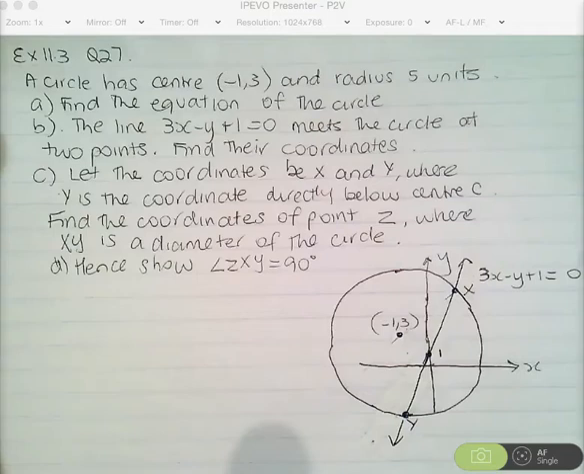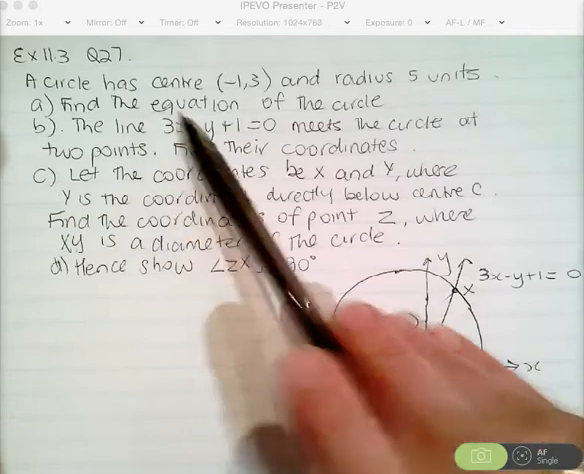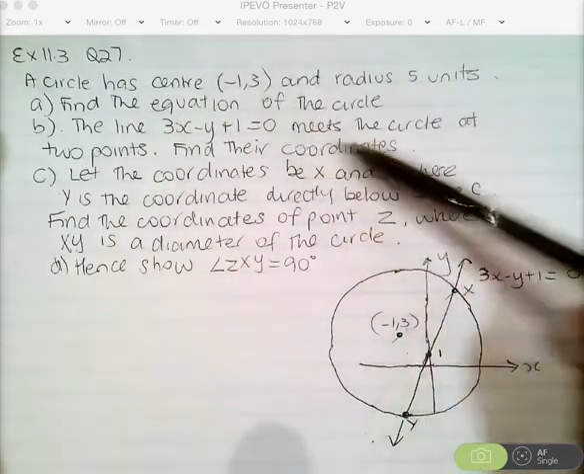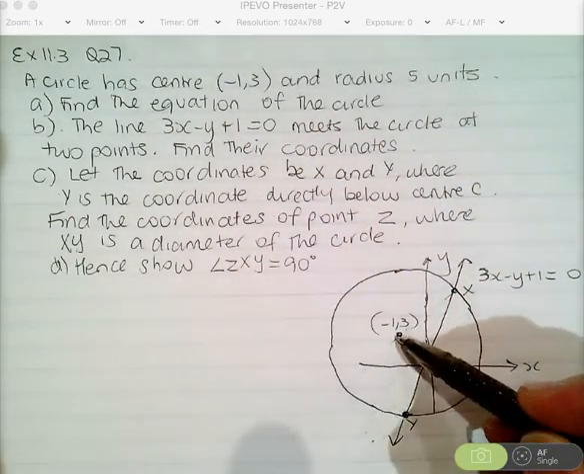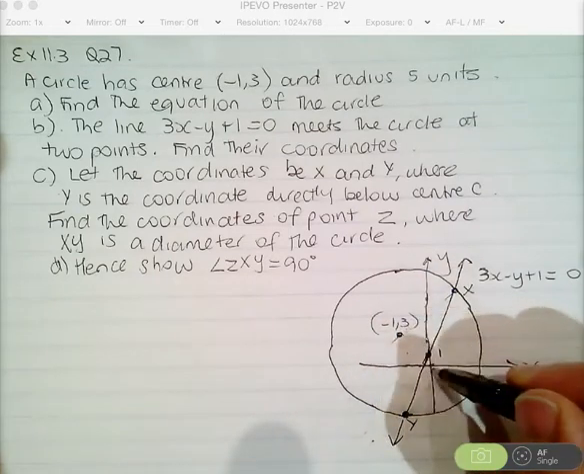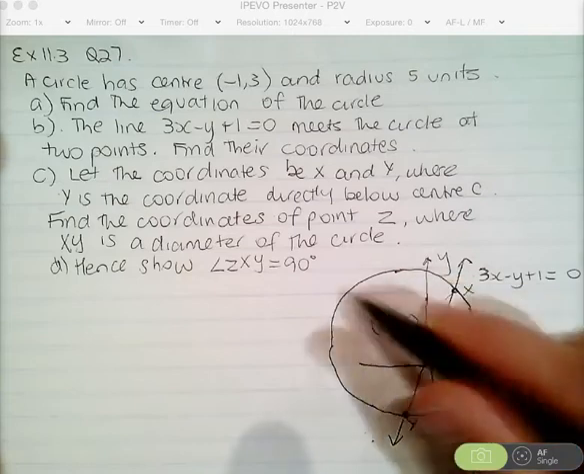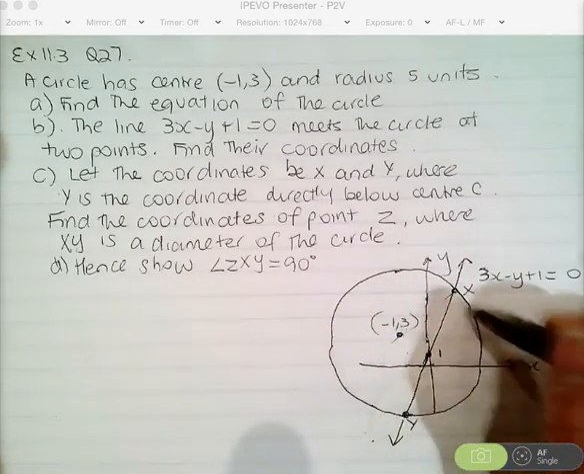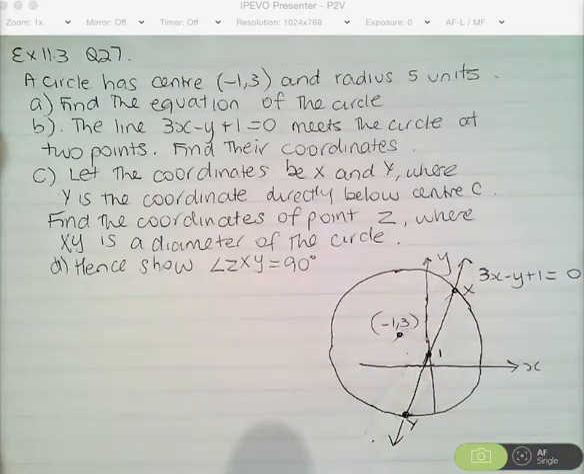This is exercise 11.3, question 27, and the question says that a circle has centre -1, 3 and radius 5 units. Now I've done a quick sketch here that I know is not drawn very well to scale, but the centre of the circle is -1, 3, radius 5 units. It really has not been drawn accurately, okay?